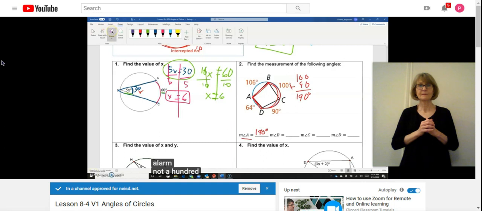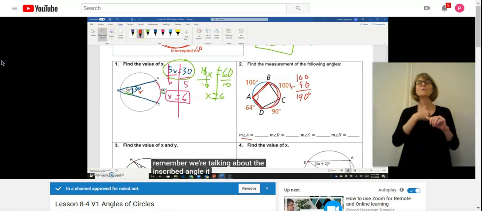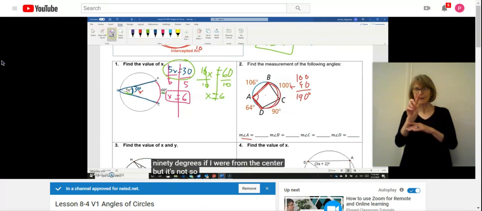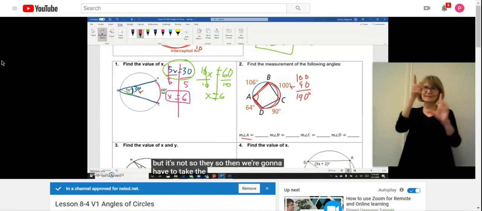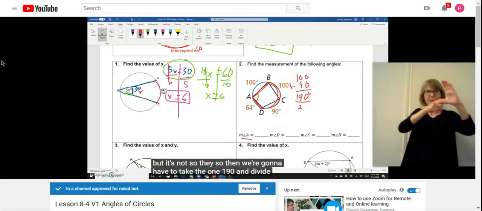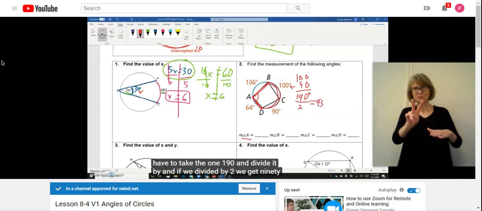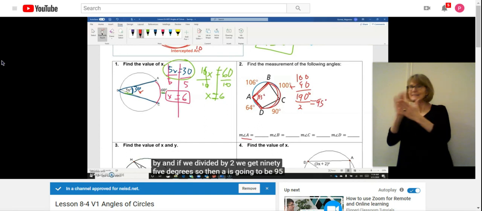False alarm, not 190 degrees. Remember, we're talking about the inscribed angle. It would be 190 degrees if I were from the center, but it's not. So the inscribed angle is half. So then we're going to have to take the 190 and divide it by 2. And if we divide it by 2, we get 95 degrees. So then A is going to be 95 degrees.